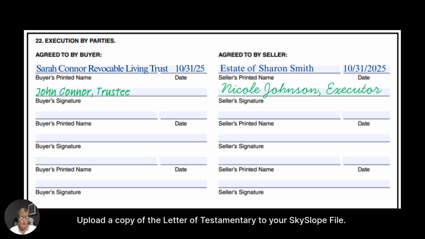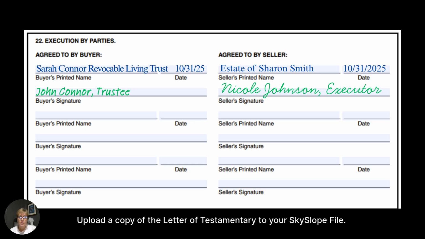In this case, what we're going to see is the Sarah Connor Revocable Living Trust, because that was what she had set up years ago. And then in this case, it probably should have been under the seller instead of the buyer, but just pretend this is the seller. John Connor, as trustee, can sign on behalf of Sarah Connor Revocable Living Trust. So the Sarah Connor Revocable Living Trust is the entity that is either buying or selling the property, and the signatory is John Connor as the trustee for the Revocable Living Trust.